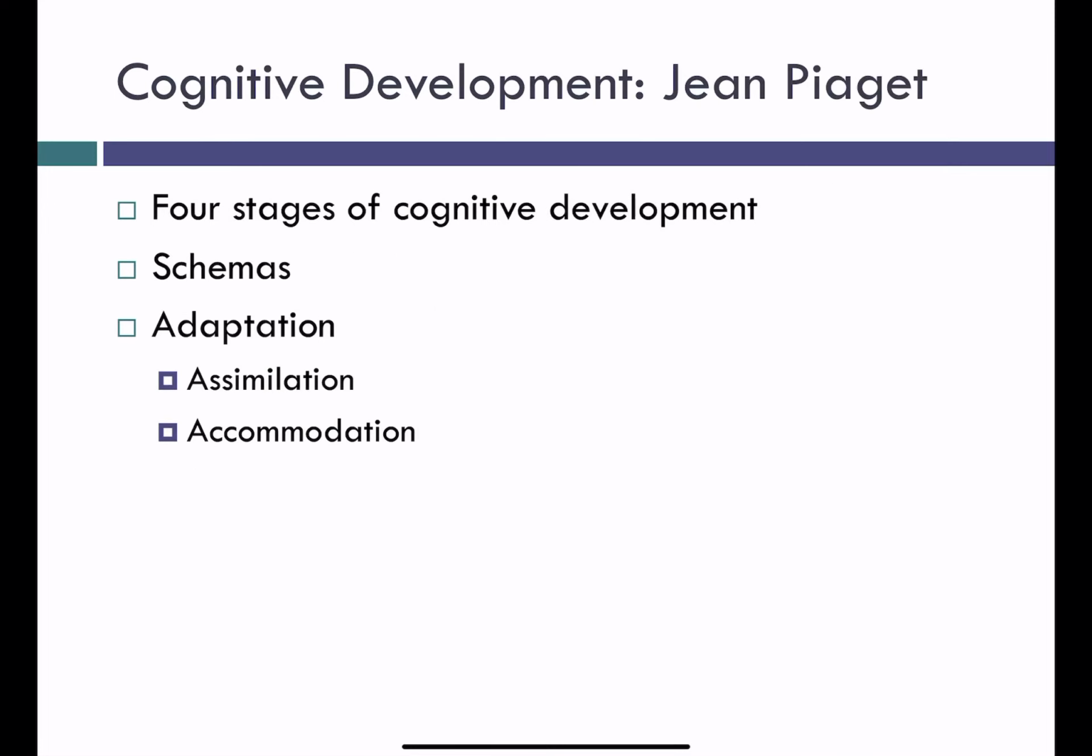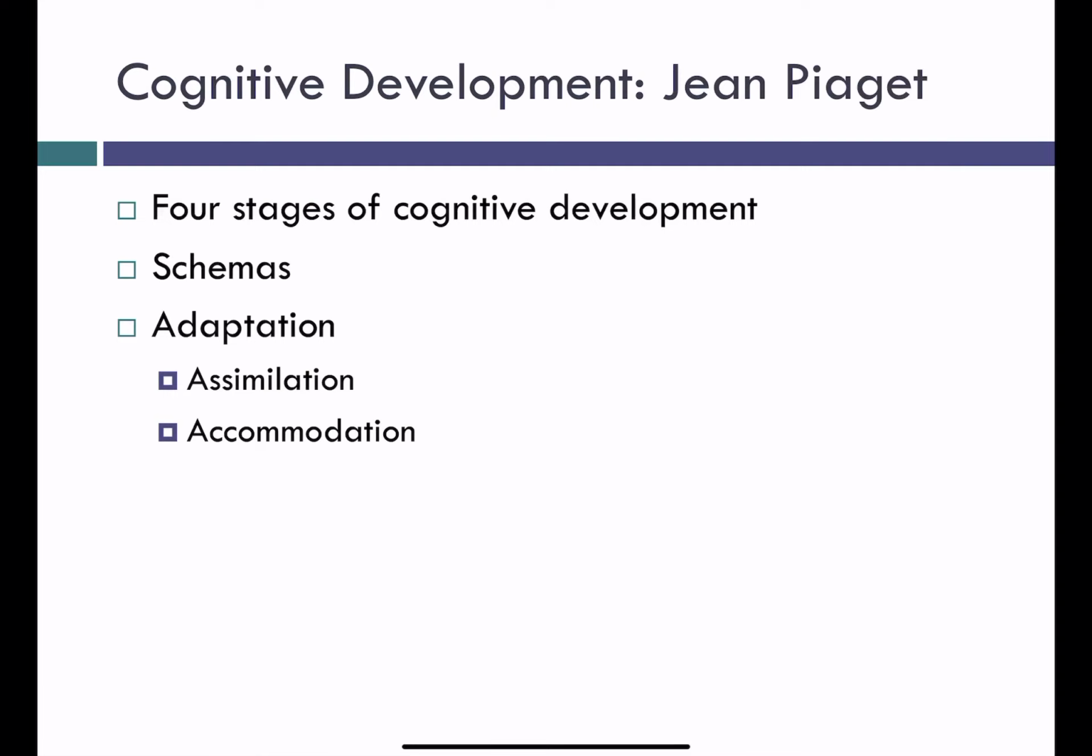Okay, so next we're going to talk about cognitive development. The big name here is Piaget. He was a cognitive psychologist, and he was really interested in how kids learn to think. And so he argued that there are 4 stages of development that kids go through as they actively make sense of their environment.